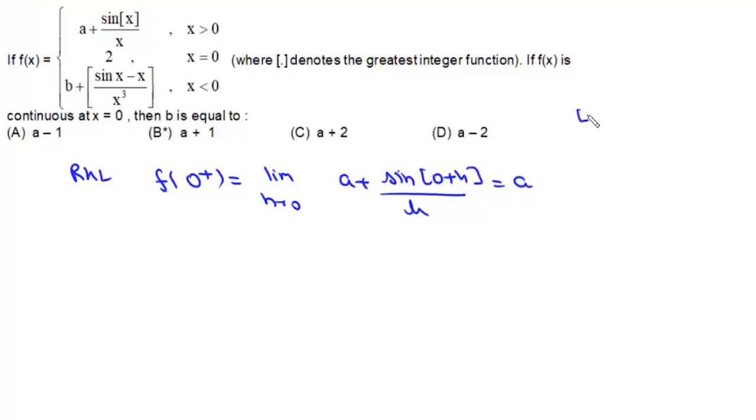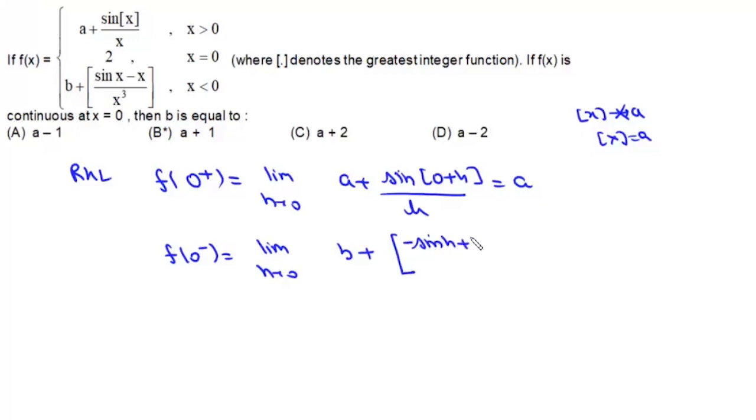And as I've told you previously also, this greatest integer function of x, it doesn't take a limiting value. It always takes an exact value. So greatest integer function of x, it cannot approach a. It'll be exactly a. So in this case, right limit is a. And if we find its left hand limit, f(0 negative), it'll be this limit h tends to 0. This is b plus. Now this is sine minus h. So it'll be this minus sine h plus h upon, and then it'll be this minus h cube.